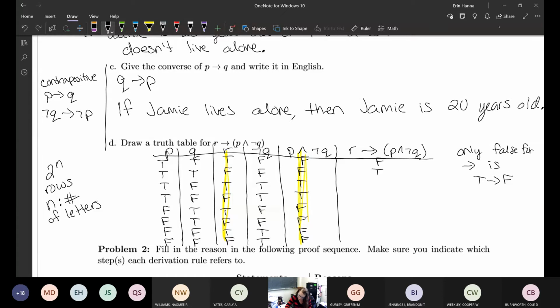False implies false would give true. True implies true is true. False implies true is true. True implies false is false. Essentially, anything that's not true implies false would give true. All of the true implies falses are false.